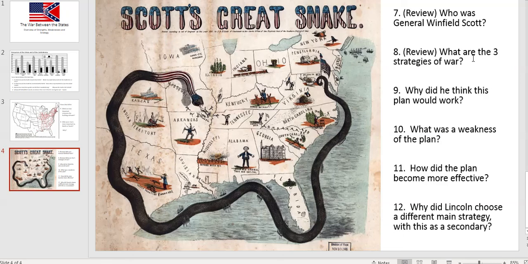Attrition is like in bowling. When all the pins are down, then the war is over. So if you knock everything down, if you eliminate all the zombies, if you take out all the enemy, then you win by attrition.